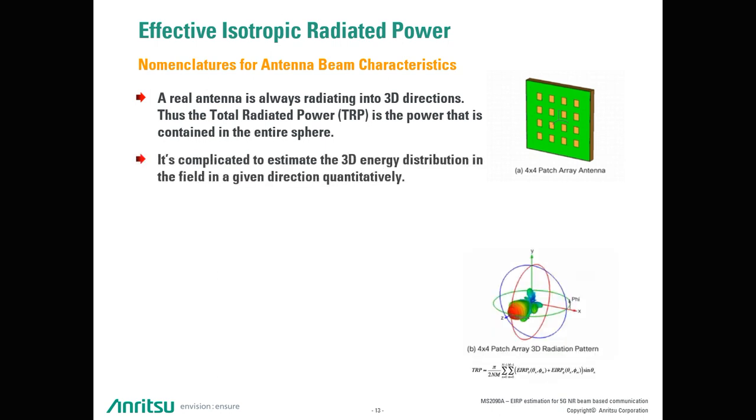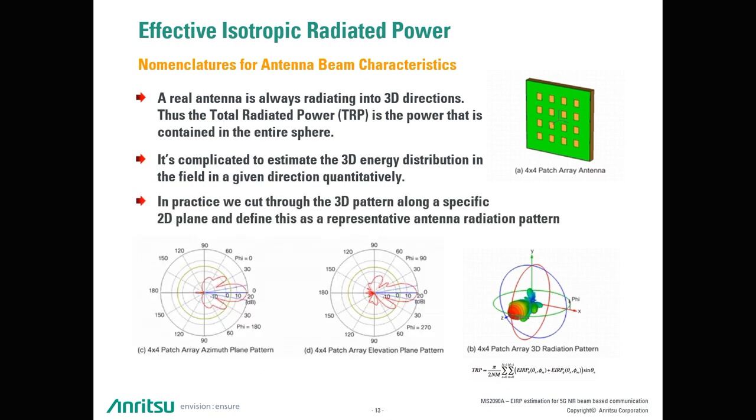As this is very complicated and more a method of measurements in an anechoic antenna chamber, we simplify our view onto the topic. In practice, we cut through the three-dimensional antenna pattern along a specific two-dimensional plane and define this as a representative antenna pattern. Usually, these 2D planes are in the bore side direction of the azimuth or elevation direction of the antenna.